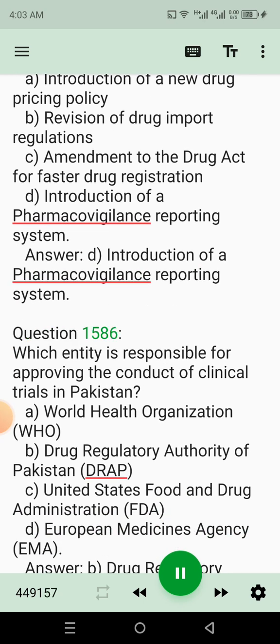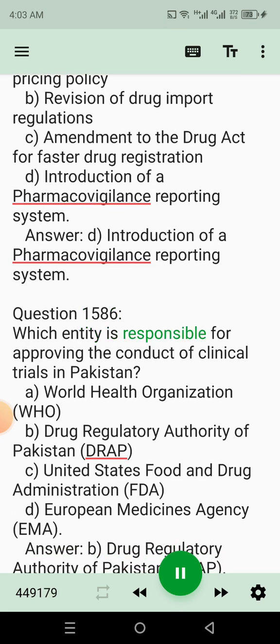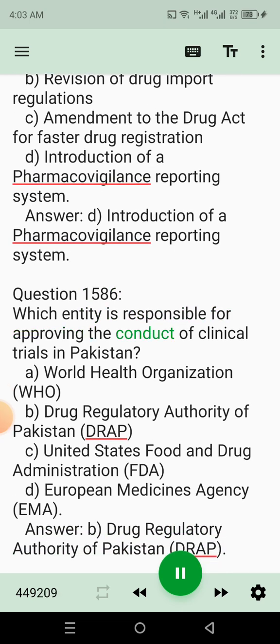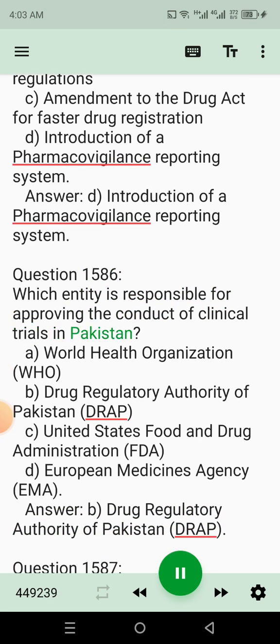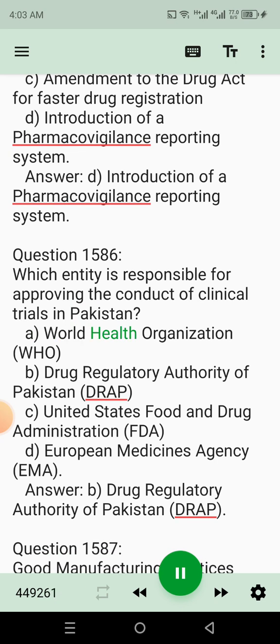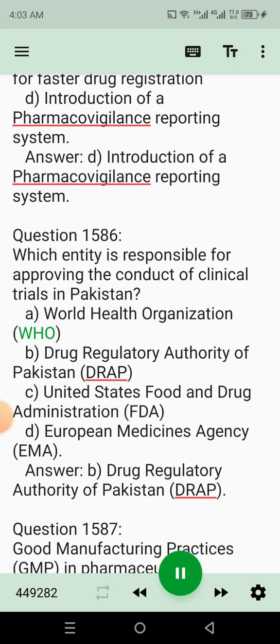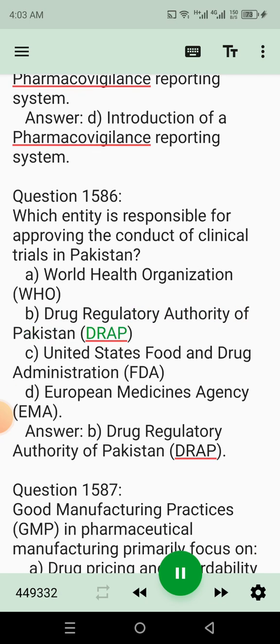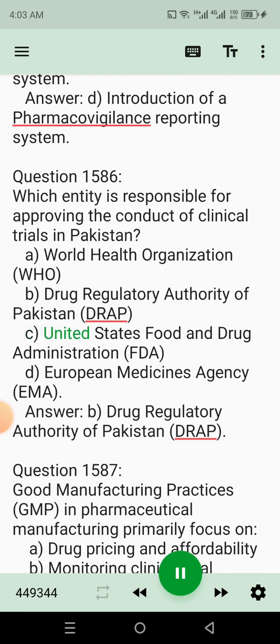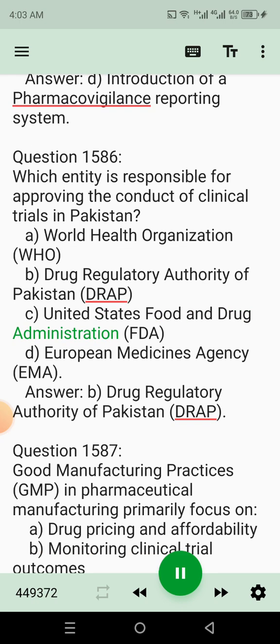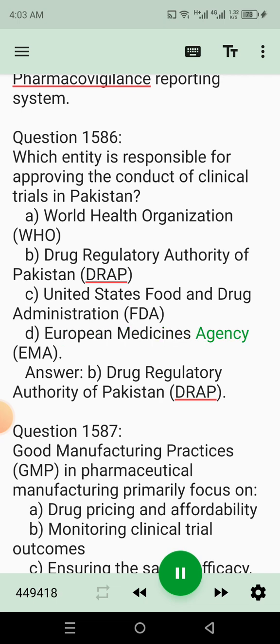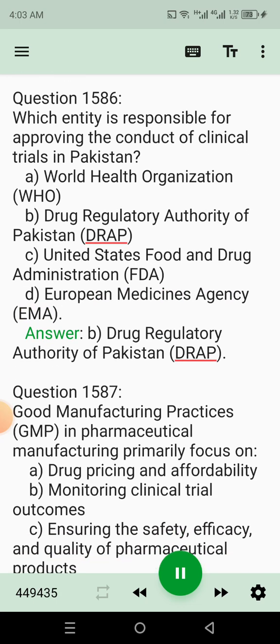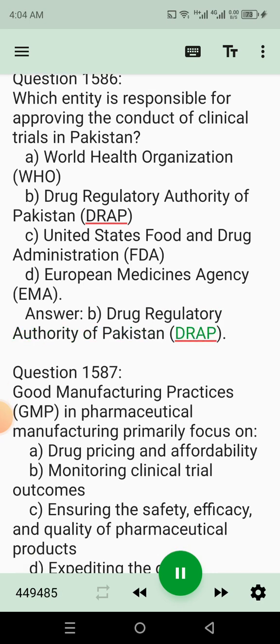Question 1586. Which entity is responsible for approving the conduct of clinical trials in Pakistan? A. World Health Organization, WHO. B. Drug Regulatory Authority of Pakistan, DRAP. C. United States Food and Drug Administration, FDA. D. European Medicines Agency, EMA. Answer: B. Drug Regulatory Authority of Pakistan, DRAP.